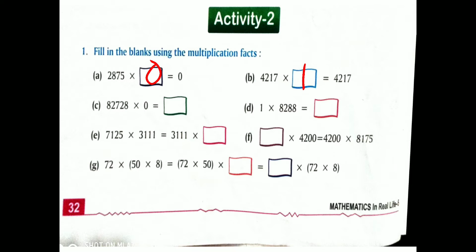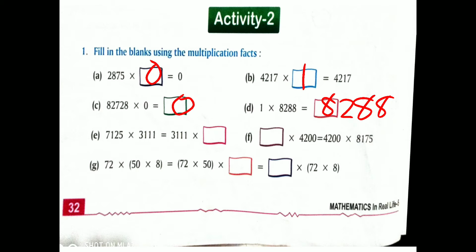82728, multiply by 0, you get 0 only, because when you multiply any number with 0 you get 0 only. D part, 1 into 8288 means when you multiply any number with 1, the answer will come that number only. So the answer here will be 8288.